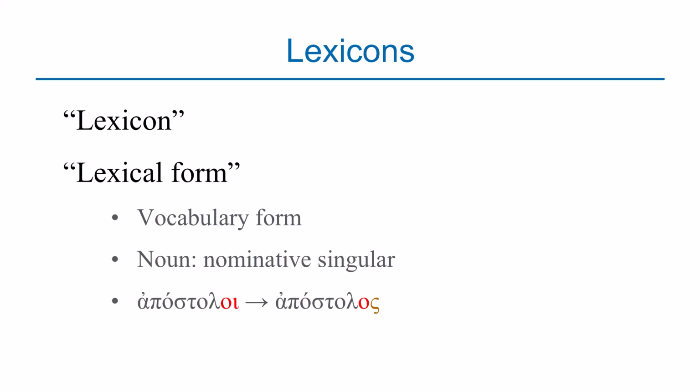But then what is a lexical form? The lexical form is the form of a word that appears in the dictionary. The way the words appear when you're mastering them on the vocabulary, that's their lexical form. For example, you have the word apostoloi. Apostoloi is coming from the word apostolos. And apostolos is a lexical form because that's how you have known it. That's how it appears on the vocabulary. And nouns on the vocabulary appear in the nominative singular, as I had already said.